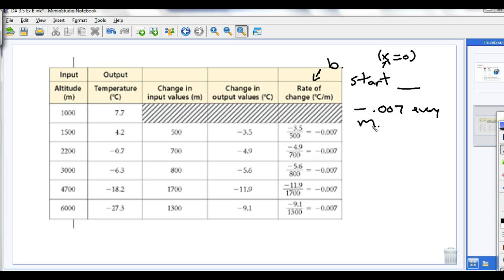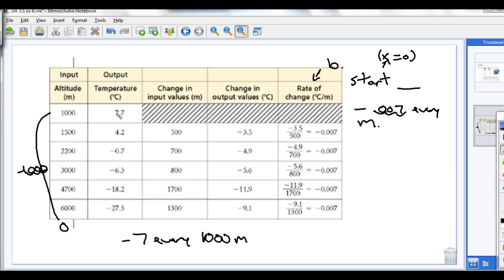All right, so we know that every meter it's going down 0.007. So if I want to go to 0 from 1,000, I need to go down 1,000 meters, right? If I move 0.007 degrees every 1 meter, that means if I move the decimal point over 1, 2, 3, I would move this one 1, 2, 3. So it means I'm really moving down 7 every 1,000 meters, right? So I want to go down 7 every time I increase 1,000 meters.